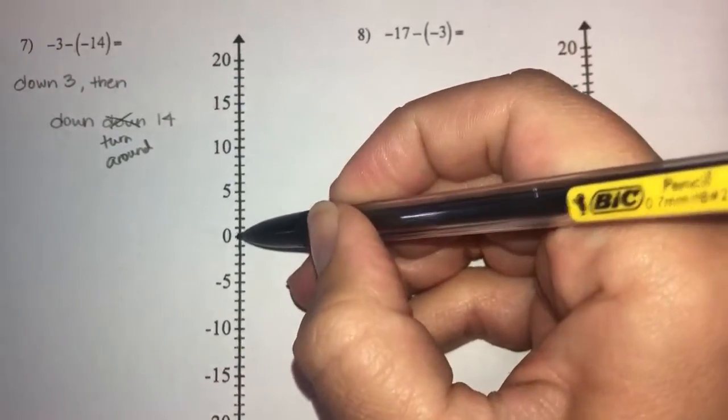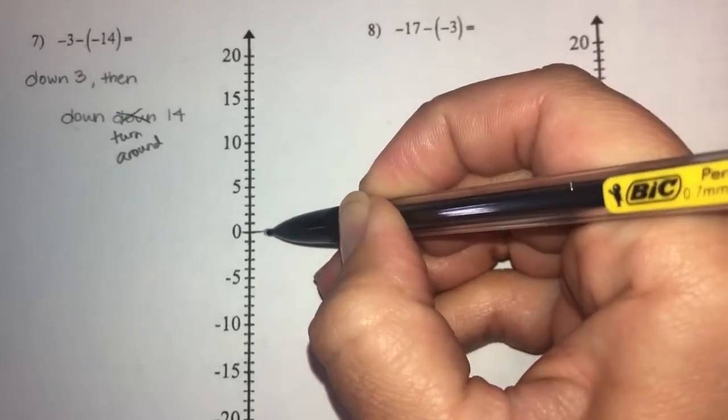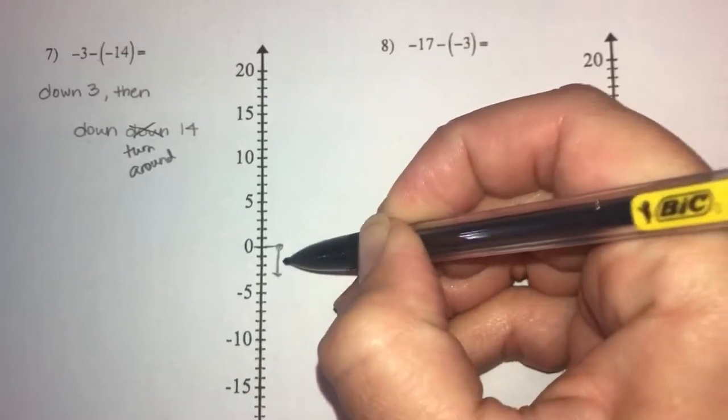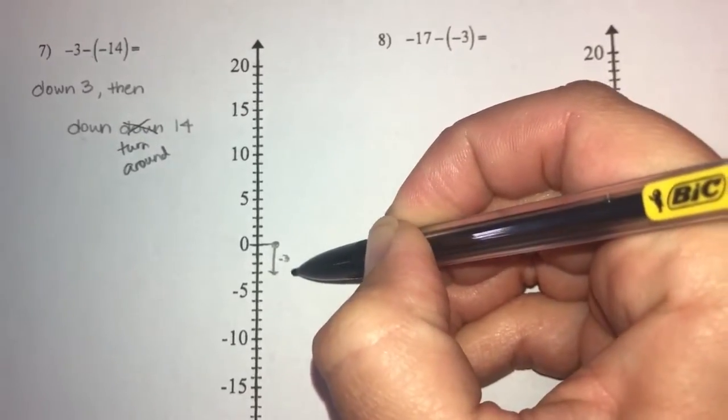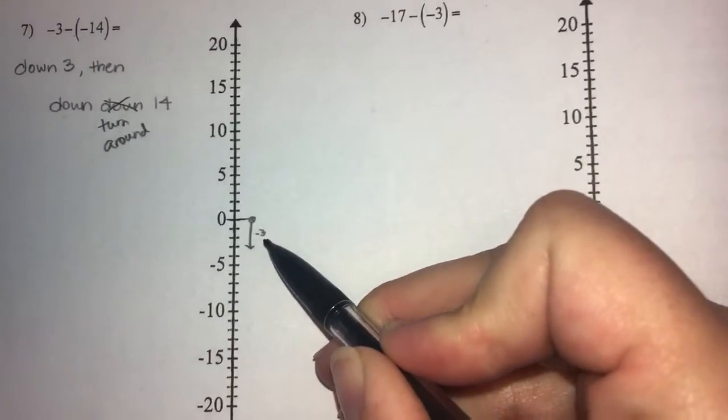We still start at the 0. Let's see, 0 is right there. So we're going to start at the 0. We're going to go down 3. 1, 2, 3. Down 3. And then our next arrow starts just right where we would have left off. That says minus 3 if you can't see it.